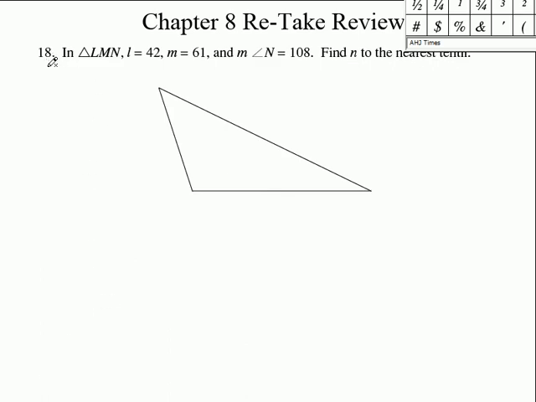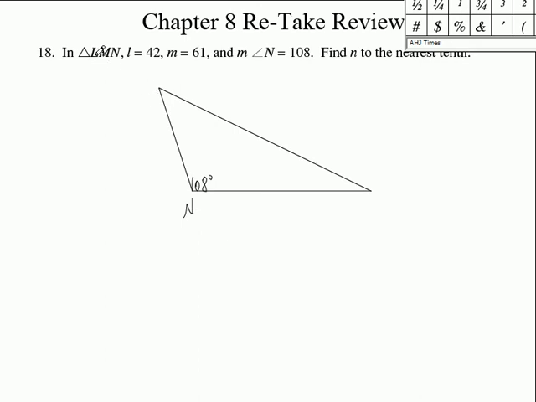Okay, let's look at number 18. Kind of the same deal. We have to draw a triangle ourselves. The way I started was they told you angle N was 108, so I drew an angle that looked kind of close to 108. See, that's 90. That's a little bit more, so it's about 108, I guess. Good enough for us. And since that's the 108, I'm going to call that angle N.